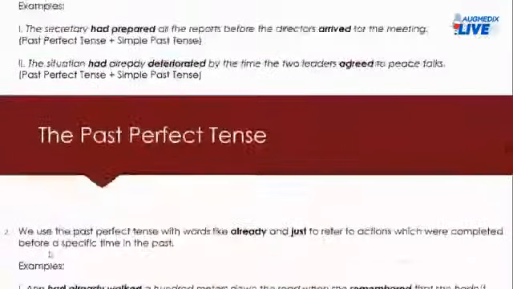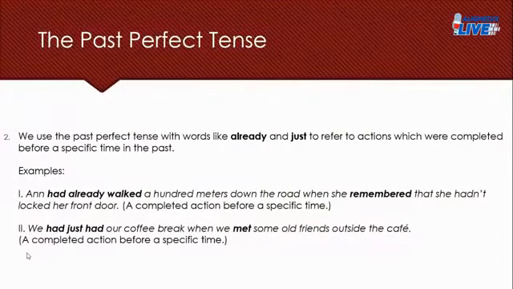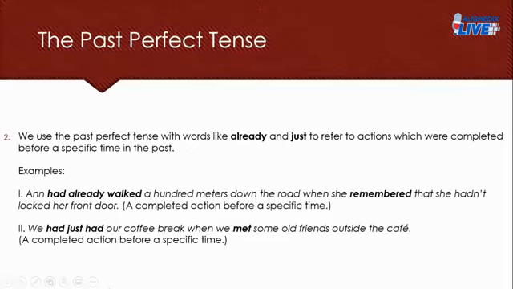Okay. Moving on to the second past perfect tense rule. We use the past perfect tense with words like already and just to refer to actions which were completed before a specific time in the past. All right.